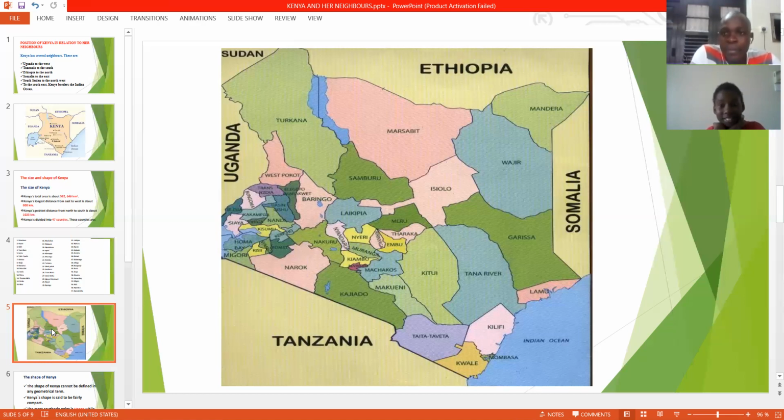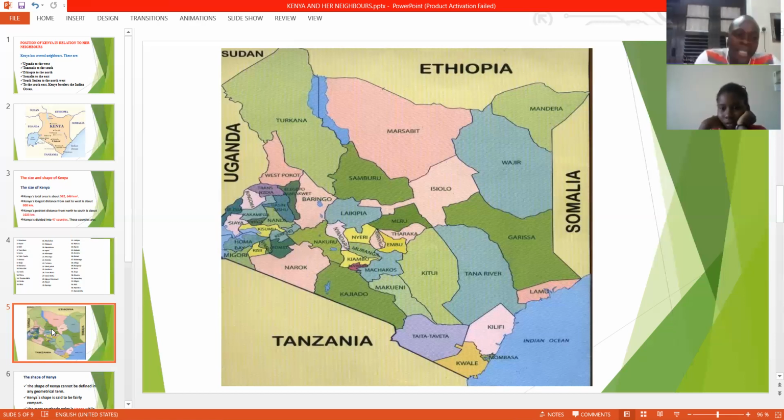Square. Can you use any of those shapes to describe Kenya? No. No, that is good. So Kenya does not have any geometrical shape. So there is no geometrical term that we can use to describe Kenya. We cannot use a square, we cannot use a rectangle, we cannot use a circle. It has its own shape, the way you see it.